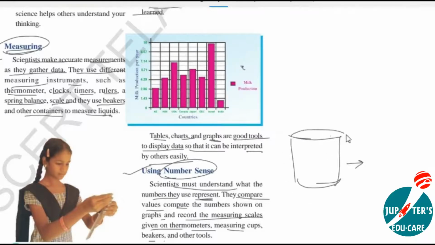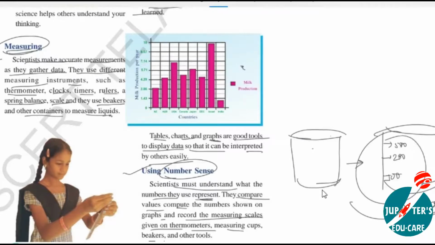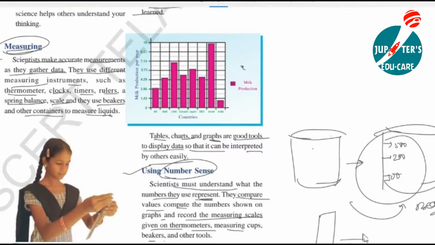For example, this is a normal tumbler, but when we add numbers like 500, 250, 100, and so on, then what will it become? It becomes bigger, right? The normal tumbler becomes a measuring one. What is the change here? Only this number sense. And one more thing you can see: it is just a normal wooden stick, but when we use number sense on this, it becomes a scale.